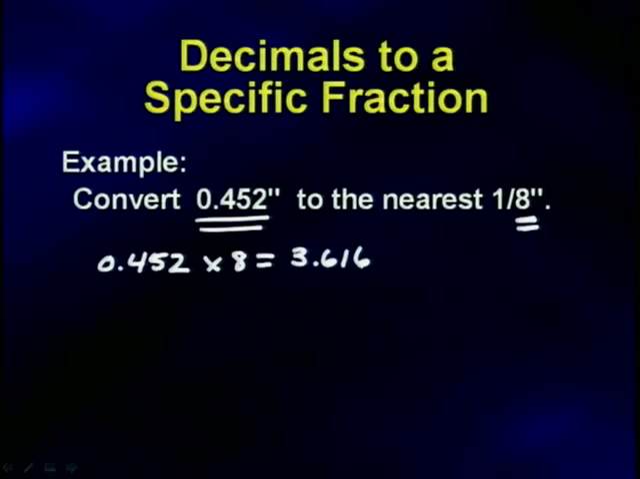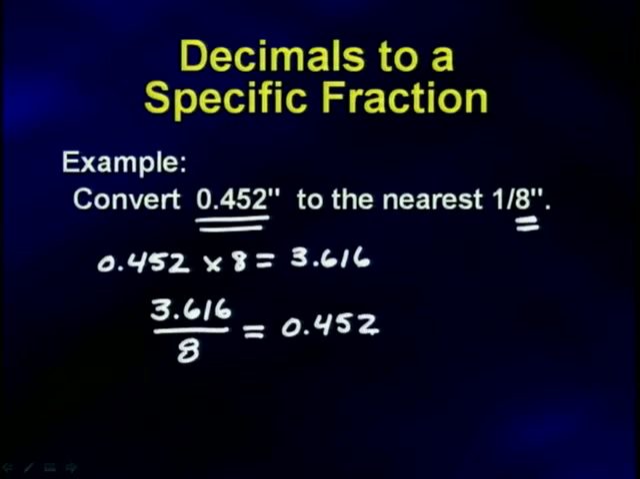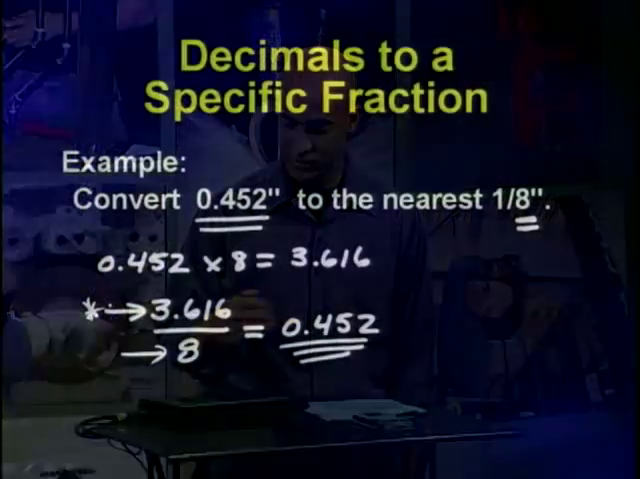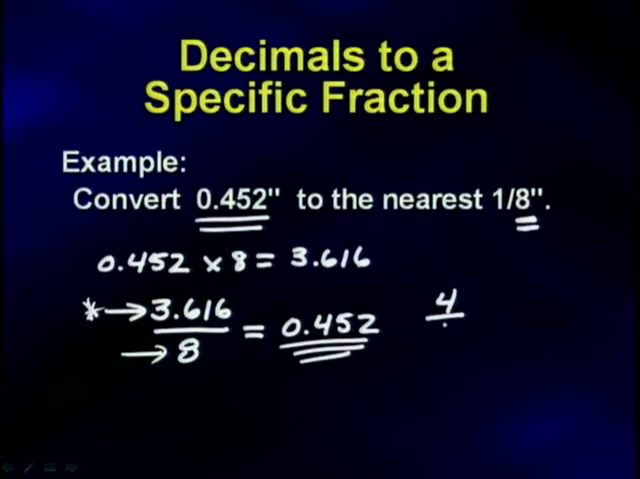What you want to realize here is if I multiply that by 8, then another way to write this is with multiplication, and I could go backwards with division. In other words, 3.616 divided by 8 would be equal to 0.452. So what this is telling me is that 0.452 would be this many eighths. Okay, now I don't want to have that decimal part of the eighth, so I'm going to round this part to the nearest whole number. So I'm going to take 3.6 and round it up to 4. So that is the same as 4/8 of an inch, or 1/2.